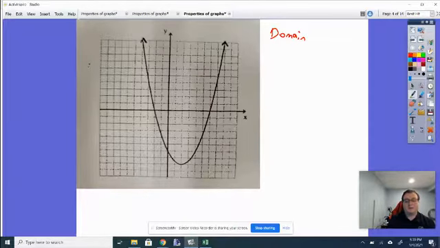Well, my domain here on this function works on all numbers. Okay, I know it's going up faster than it's going left and right, but eventually it's going to go left and right. So my domain starts at negative infinity, and it goes to positive infinity. This is that interval notation.